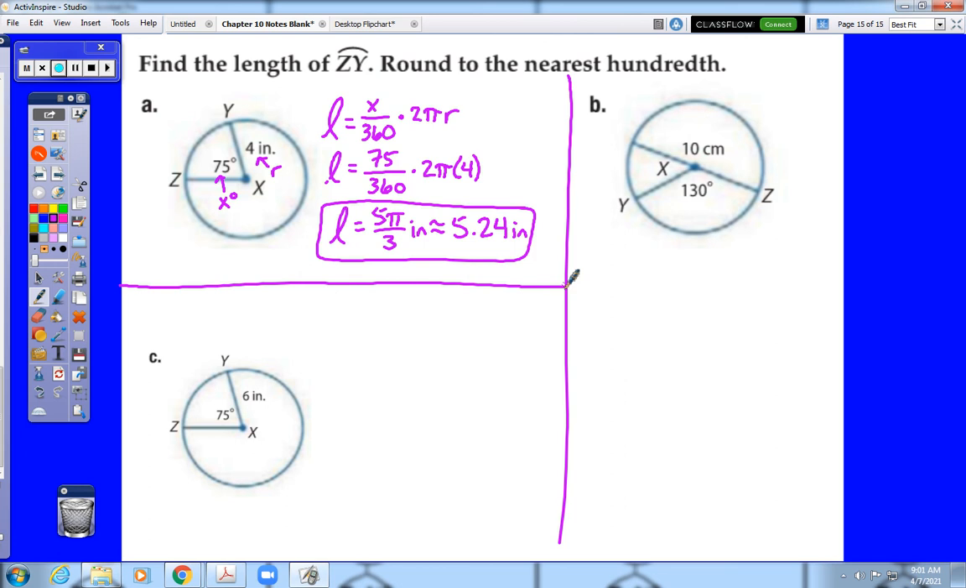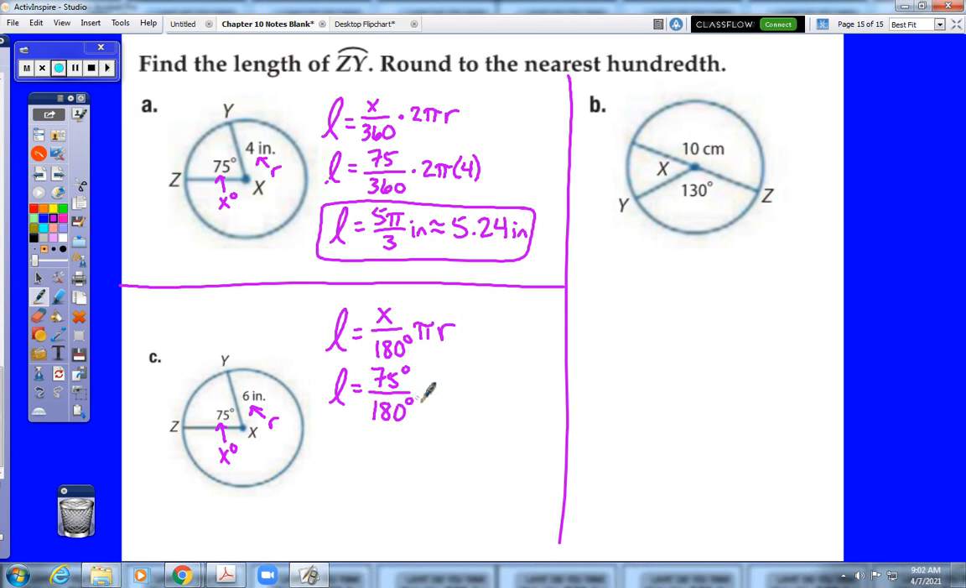On the next one here, I'll use the other version of the arc length equation, which is x over 180, where x is the central angle, times pi times r, which is the same exact equation. Again, they've given us an x value and an r value. Notice that the only difference between A and C is the radius. The central angles are the same, and we're not going to get the same answer. So please make sure you're doing this every time. Never assume anything. Okay, so 75 degrees over 180 degrees times pi times 6.